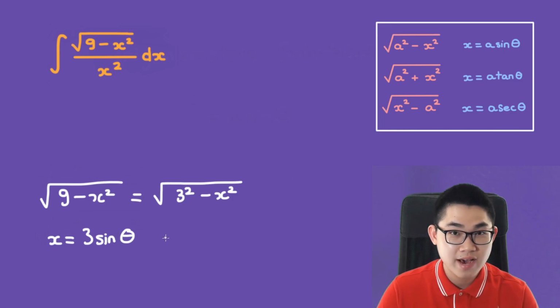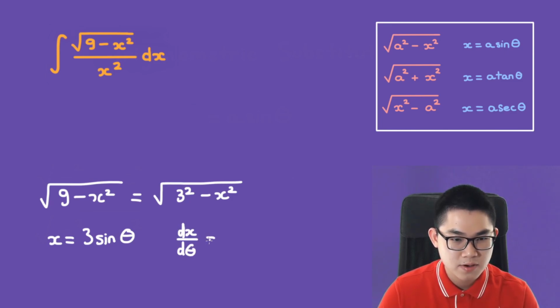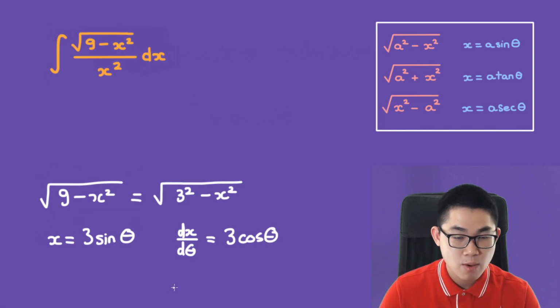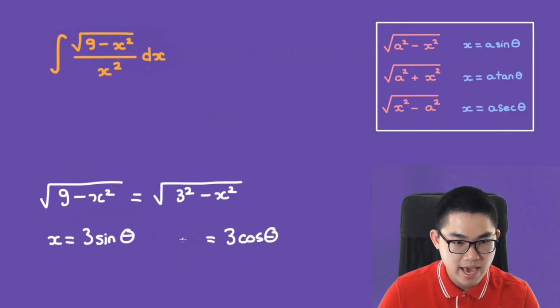And we also need to find the derivative. So the derivative dx over d theta, what is the derivative of 3 sine? Well, it's going to be 3 times cosine. And what we can do is multiply both sides by d theta. So let's do that, and we end up with dx equals 3 cosine d theta.